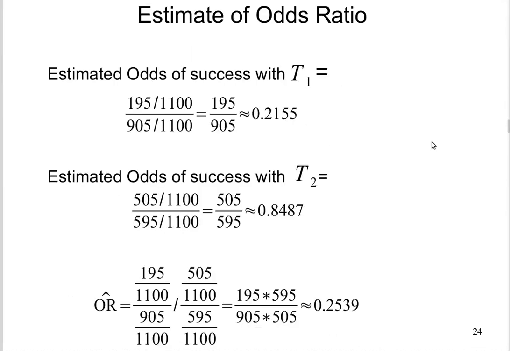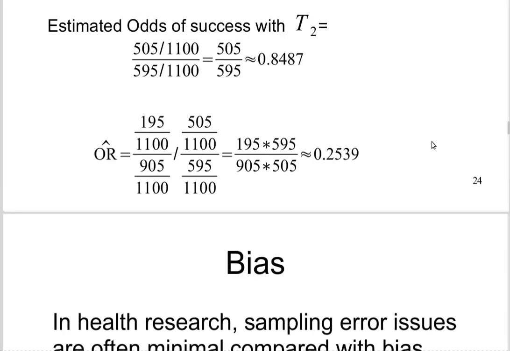Same thing with odds ratios. We can construct estimates of odds of success. We can construct estimates of odds of success in both groups, both pretreatment groups, and then construct an odds ratio, literally the ratio of the estimates of the odds. And we get a number. Here, 0.2539. Okay. What of any merit is that number?